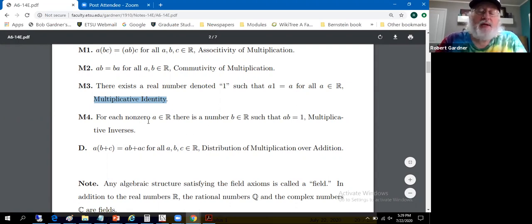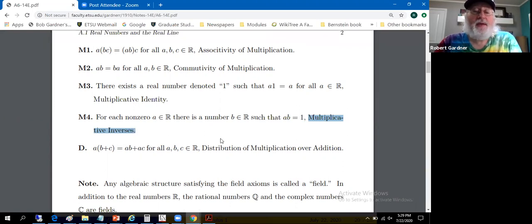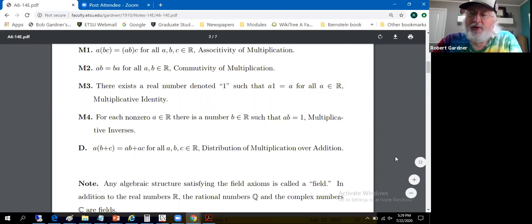For each non-zero real number A, there's a number B such that A times B equals 1. So B is the multiplicative inverse of A. It's the reciprocal of A. It's probably how you're used to thinking about it. And we've just said right there, it only applies to non-zero numbers. So in a field, there's no such thing as division by zero. There's no reciprocal of zero, if you like. That's a mathematically meaningless concept.